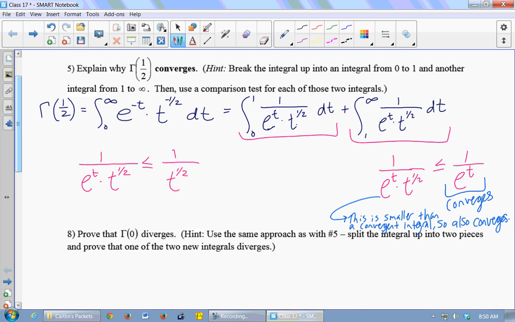So this inequality is true. And what about 1 over t to the 1/2? On 0 to 1, it converges. So then you should write a sentence explaining. My integrand is always smaller than the function that converges on 0 to 1, so my integral has to also converge.